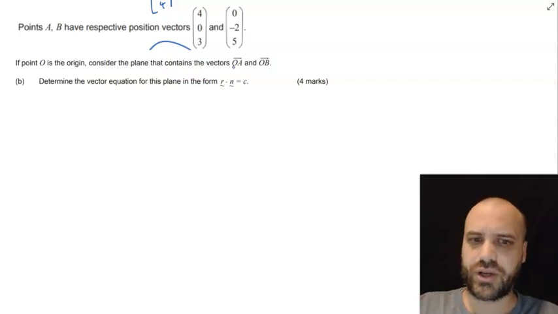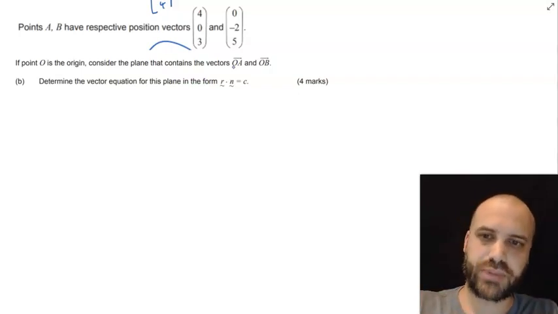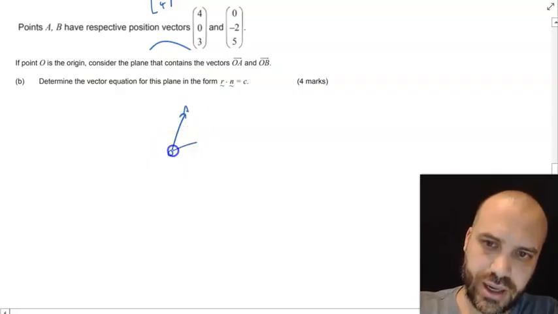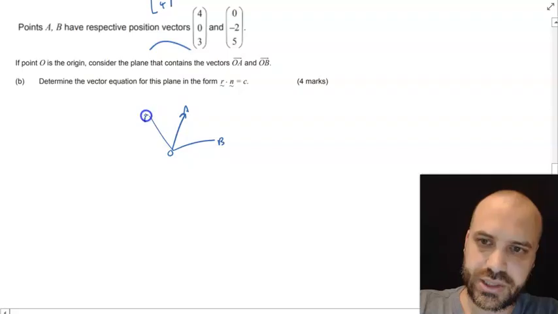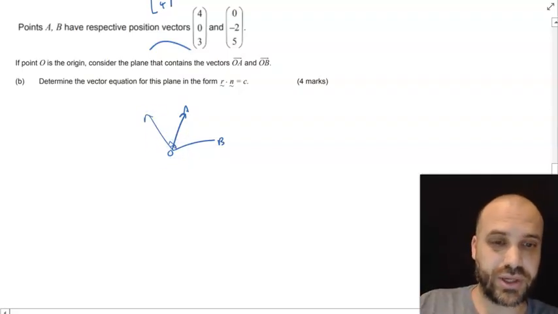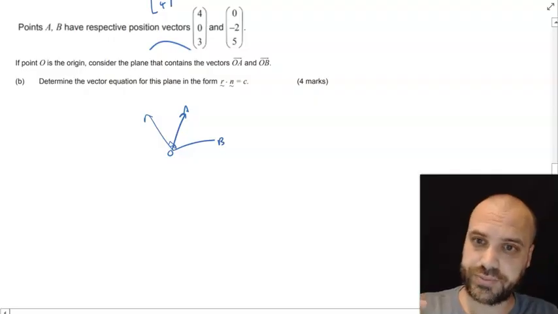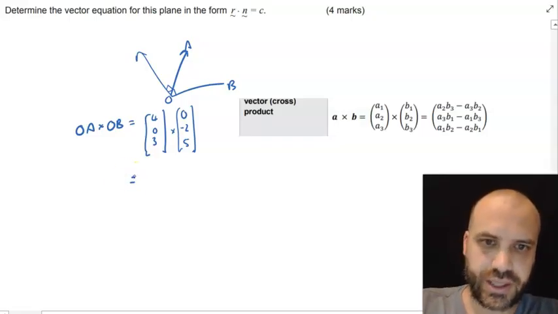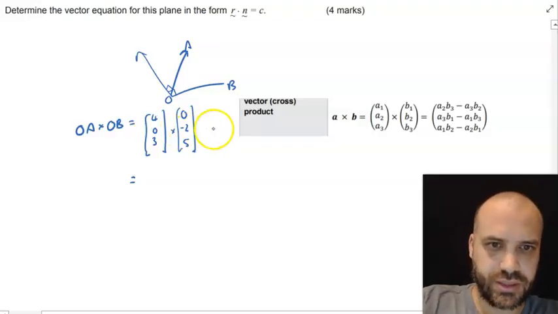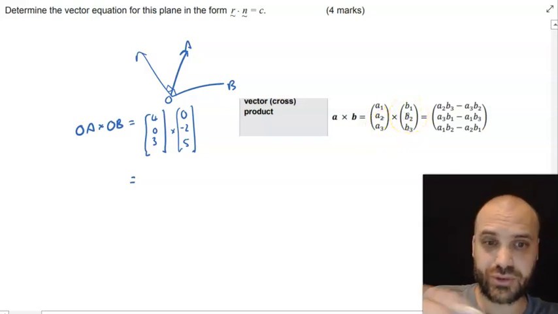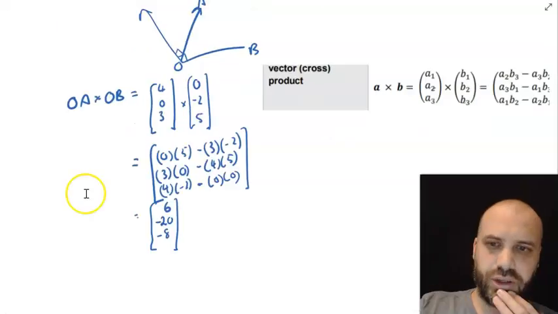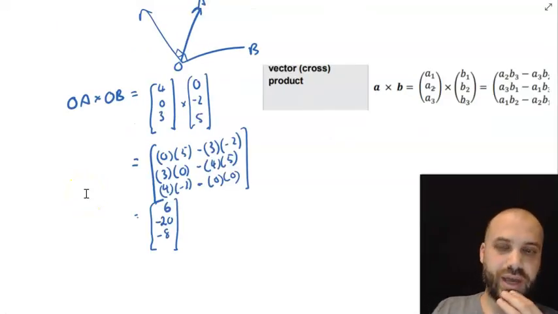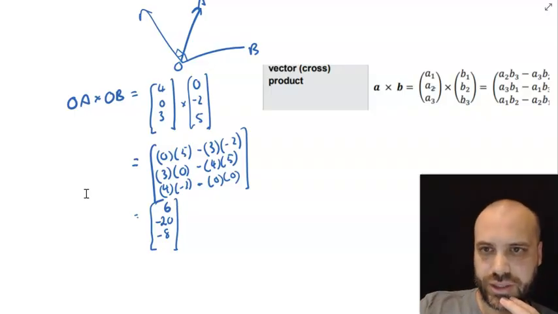Okay, so if we want to find that, we need to find a vector that is normal to both OA and OB. We need to find this normal vector that makes right angles with both of those. To do that, we're going to use the cross product. Now, if you get turned around when you do the cross product, it's a good idea to grab your formula sheet and just do exactly what it tells you to do, right? So here it says this times this is going to be equal to A2 times B3 minus A3 times B2. And if you follow those directions, you can't really go wrong. All right, so I've done it. I've got 6, negative 20, negative 8. That is my vector that is normal to the plane.